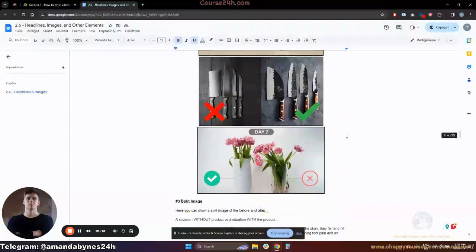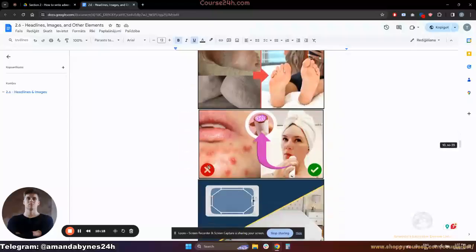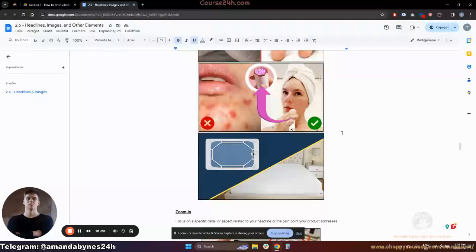You can also combine, like you can see the red cross and the green check mark, and also a zoom in, which we'll get to in a moment. And here, this is not a split image of how it is without the product versus with the product, but it shows from both sides how it's different from the regular covers with the rubber bands, and how smoothly it looks on your bed.